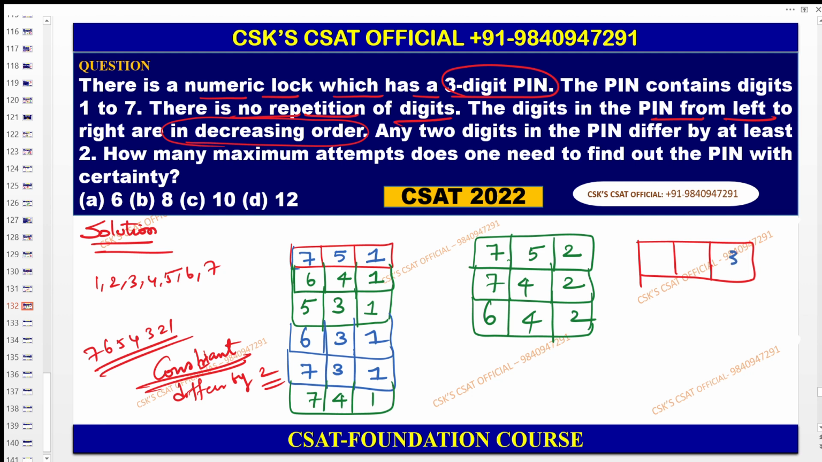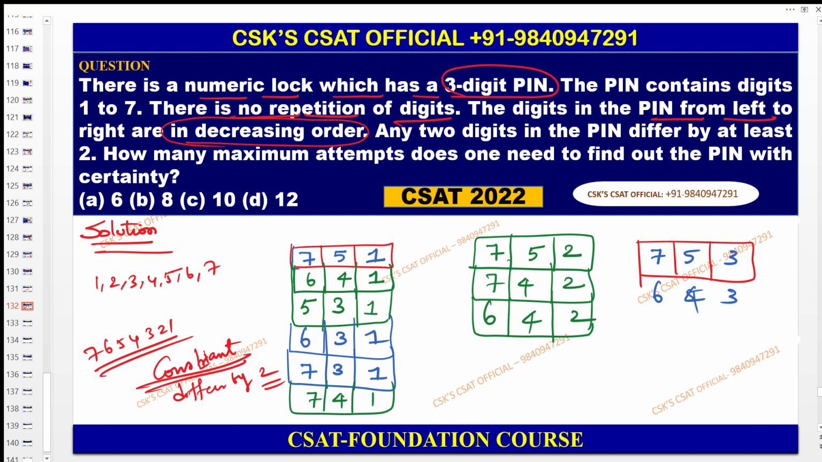Next is 3. If I am placing 7, 5. 753, sir. We can't place anything else, right? Yes, sir. If you are placing 6 here, then also not possible. 5 also not possible. 4 also not possible. Understood?